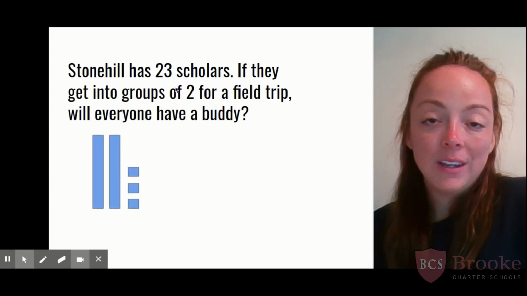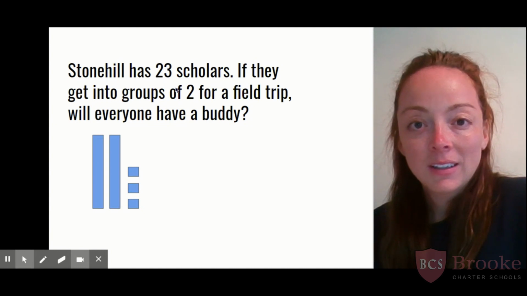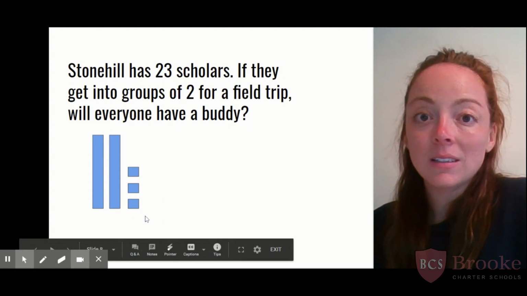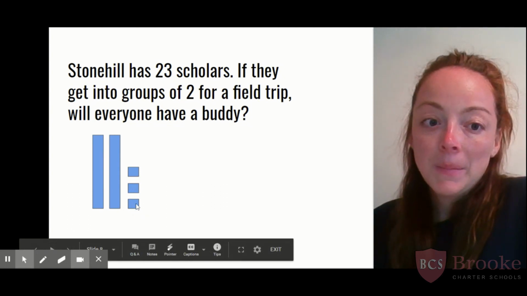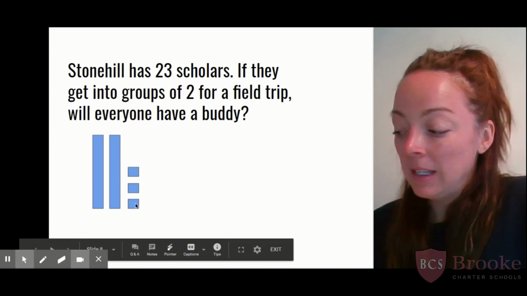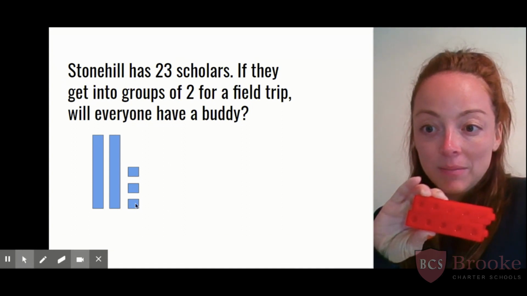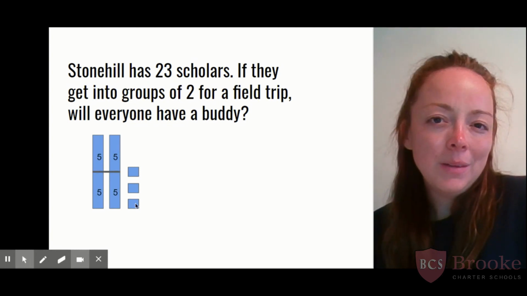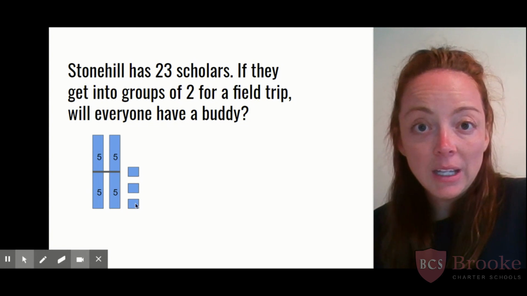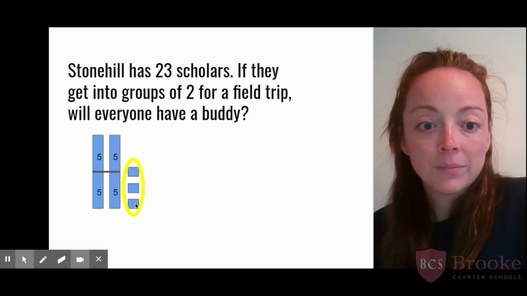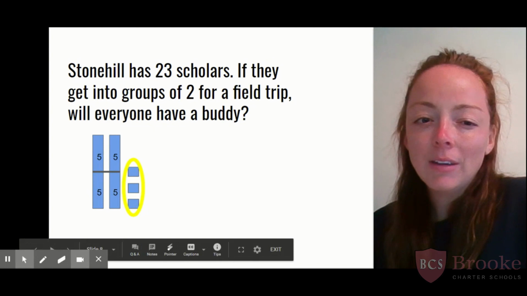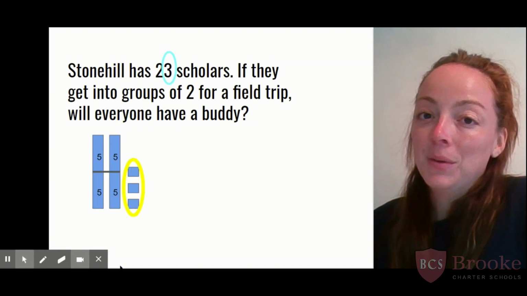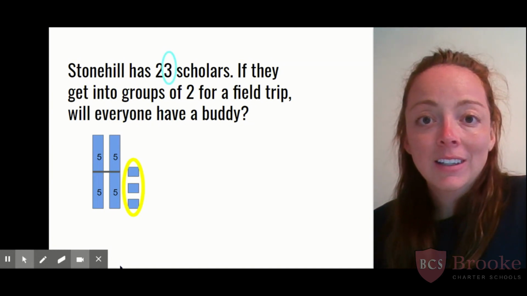I drew 23 using 10s and 1s. I know 23 has 2 10s, so I drew 2 10 sticks, and 3 1s, so I drew 3 1s. Now, I know a 10 stick can always be split evenly, just like I showed you with my 10 stick here. So these 10s are even. So that makes me wonder, maybe 23 is even and everyone does have a buddy. Let's check the ones place. 3 1s. Would everyone have a buddy if there are 3 students left over? No, I agree. We'd have an odd student out.